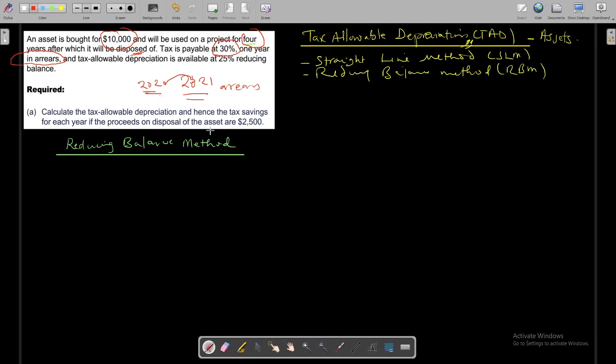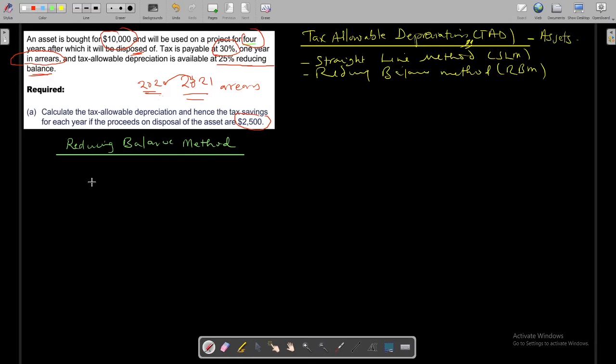And tax allowable depreciation is available at 25%, reducing balance method. Calculate the tax allowable depreciation and hence the tax savings for each year if the proceeds on disposal is 2,500 at the end of the 4 years. So let's go through the computation.